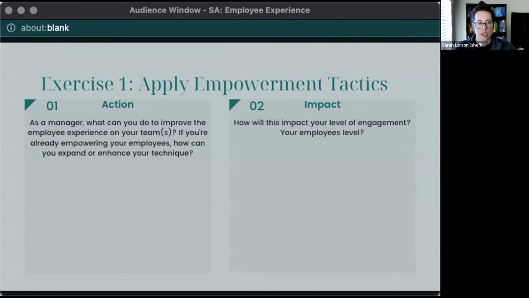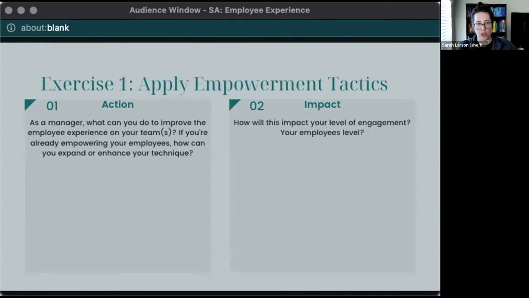So this is exercise 1, applying empowerment tactics. The first thing you're going to do in your group is think about the first action question. As a manager, what can you do to improve the employee experience on your team? If you're already empowering your employees, how could you expand or enhance your technique? That's the brain dump I was talking about. What ideas do you have? What could you do? What has one of you tried in your group that you want to add, that maybe someone else hasn't tried or hasn't heard of? So that's the brain dump.